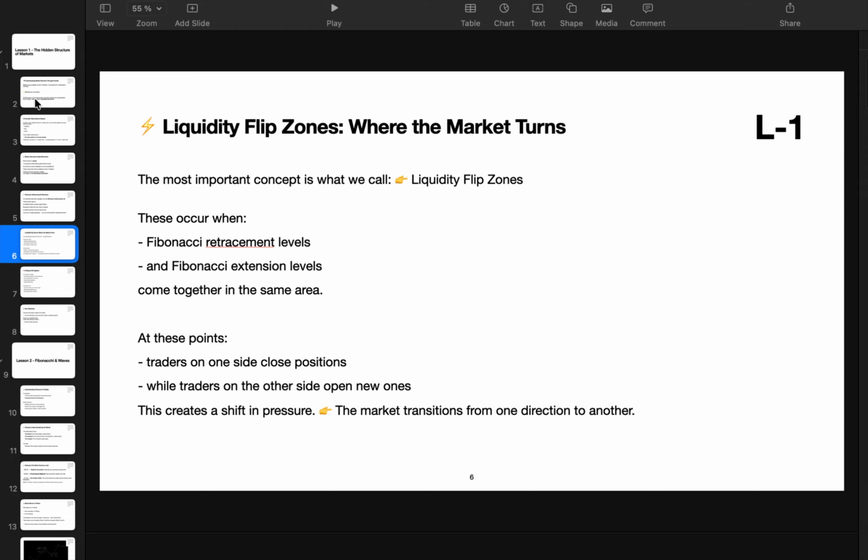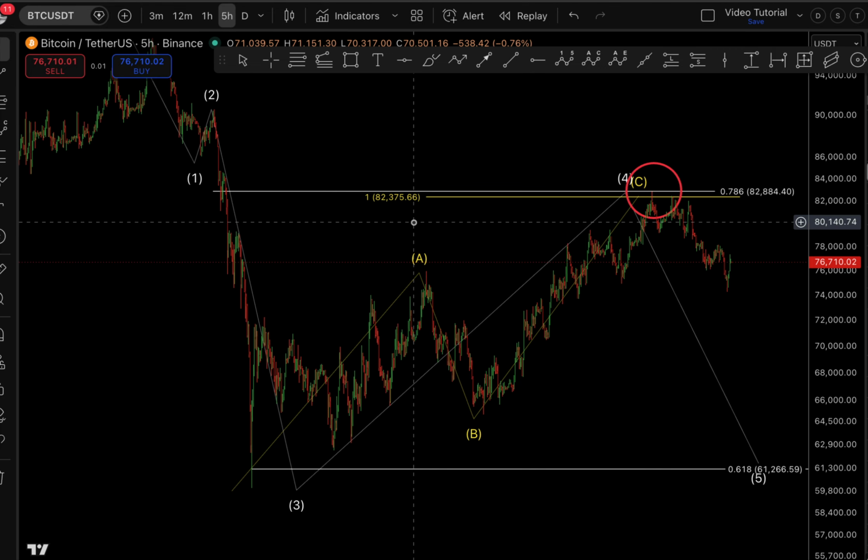And then what are the liquidity flip zones? The liquidity flip zones are where the market turns. Why is that important? The market turns because there is demand, right? So people are buying or selling. In these liquidity flip zones, we have parts where buyers and sellers are coming together. So let me actually show you this in Bitcoin.